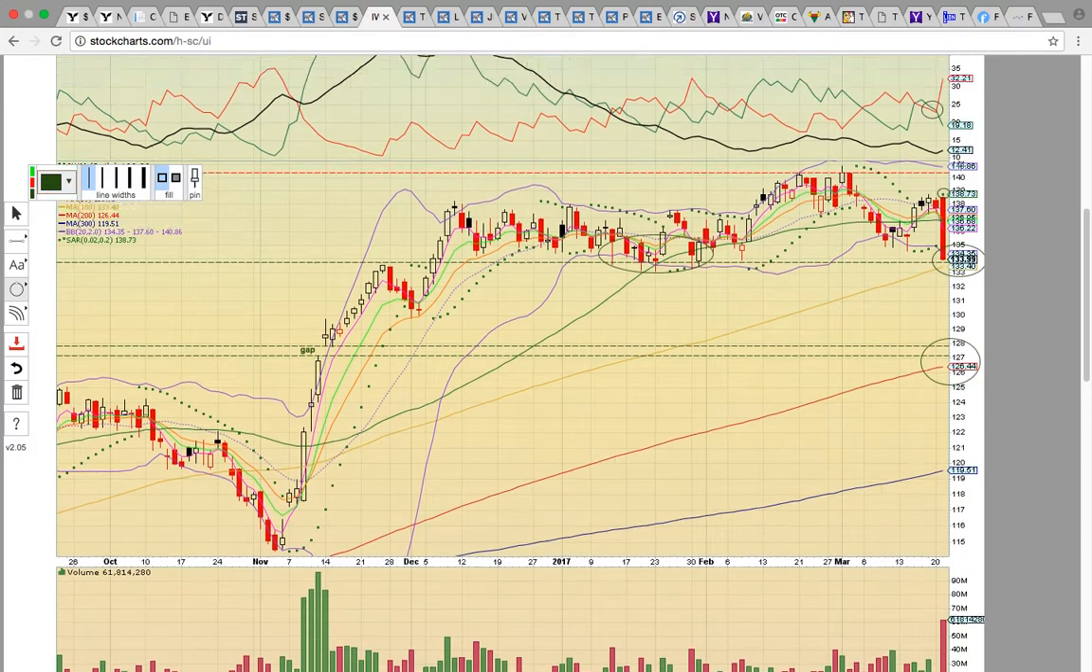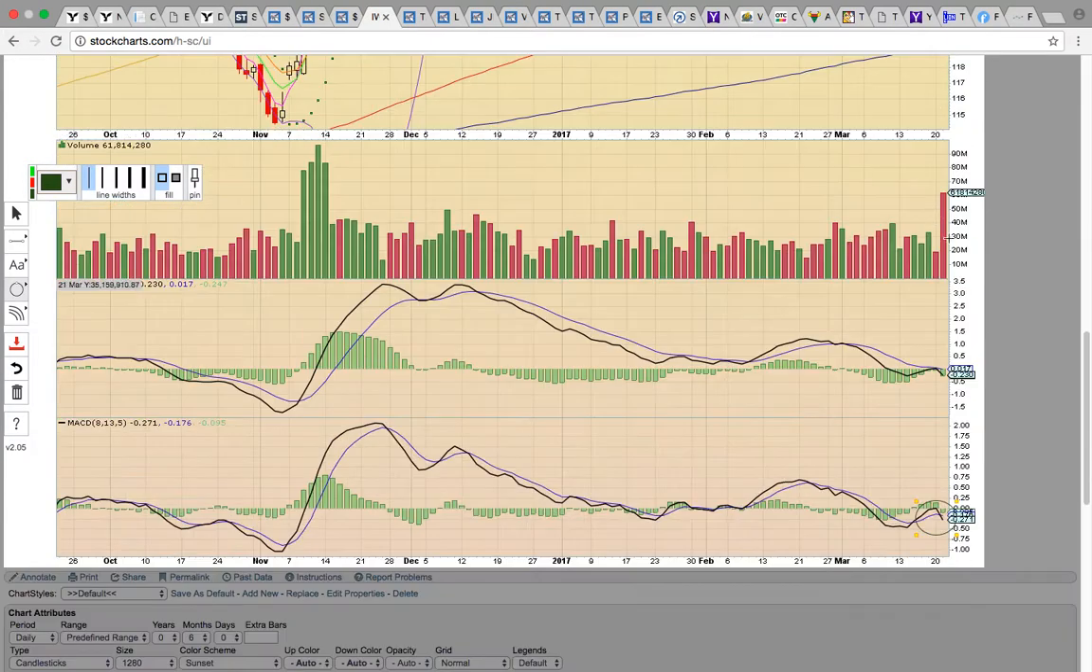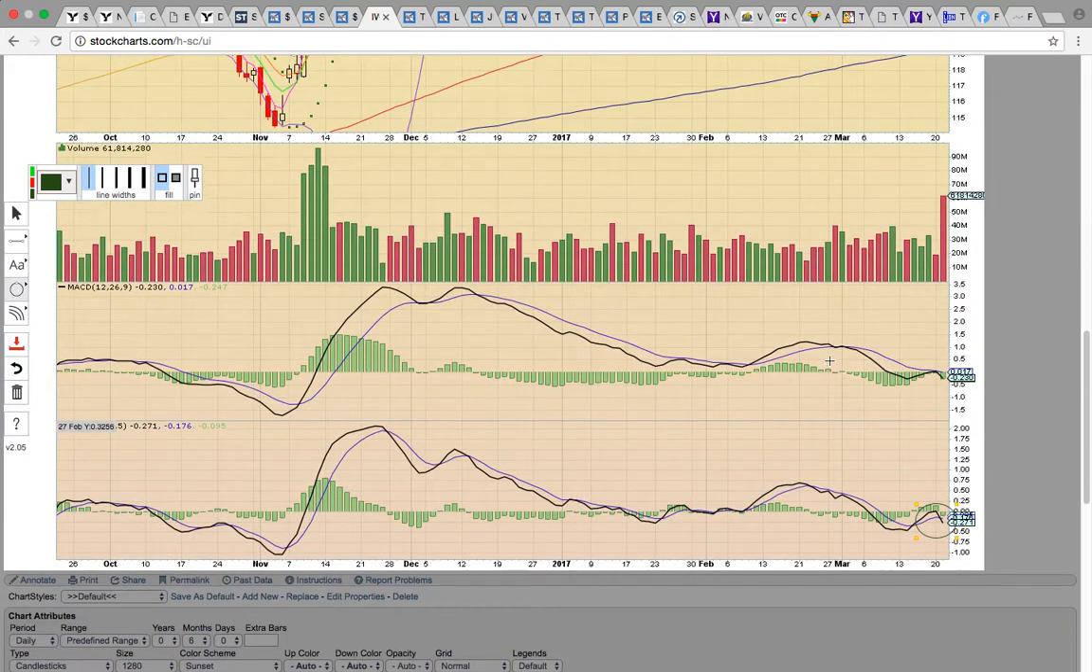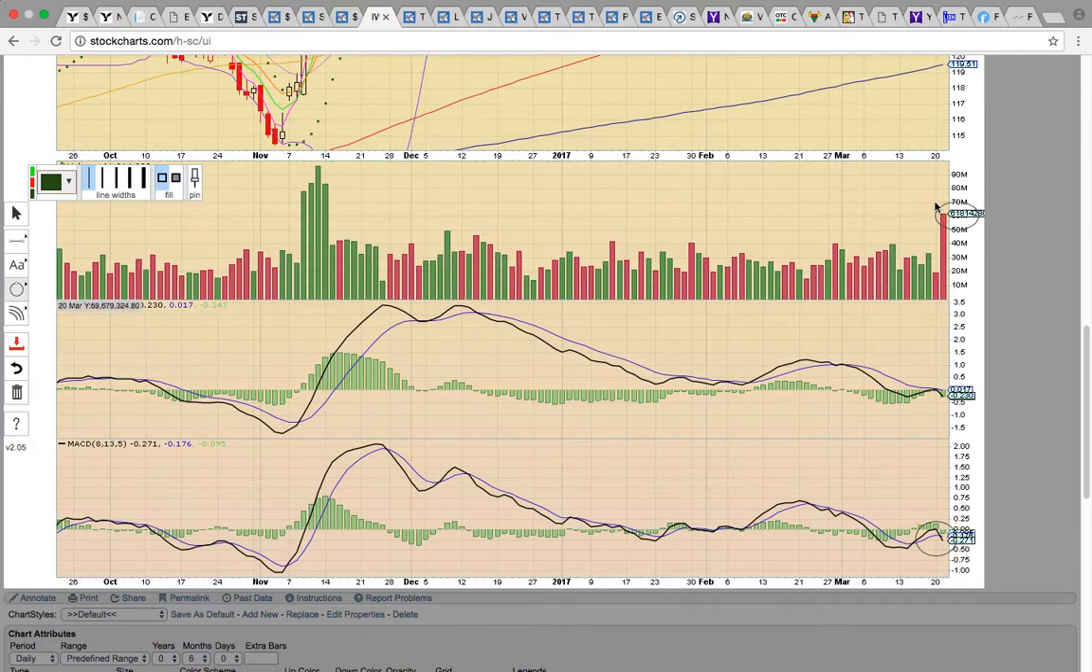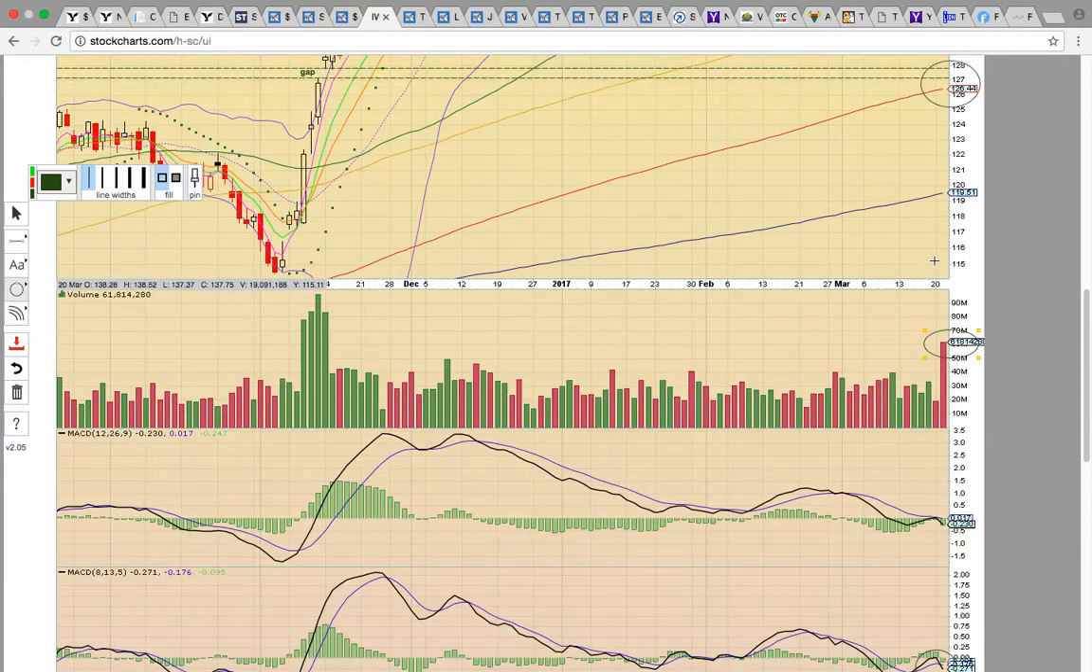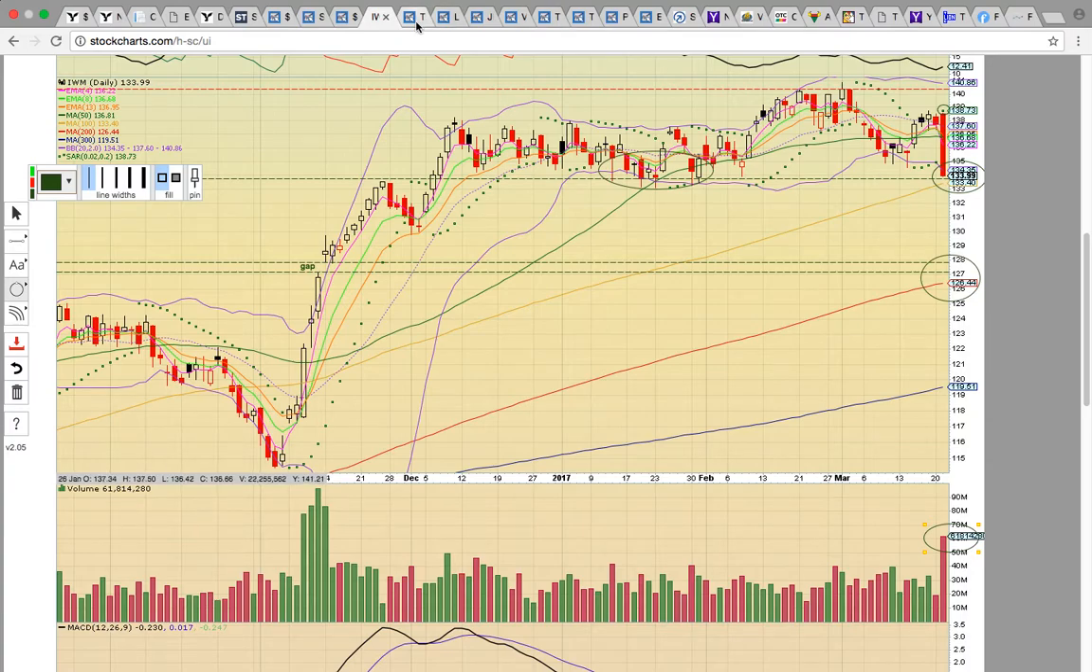You've got a parabolic SAR bearish flip, bear cross on the ADX, and you've got a bear cross on MACD. Also, notice the giant volume spike down here. Big volume spike on a down day, that's a major red flag signaling more downside risk.